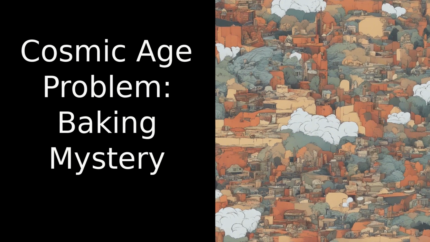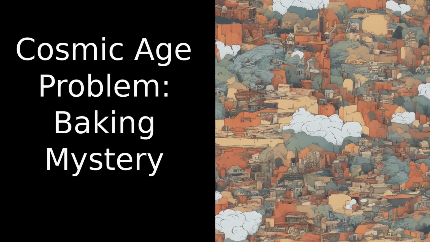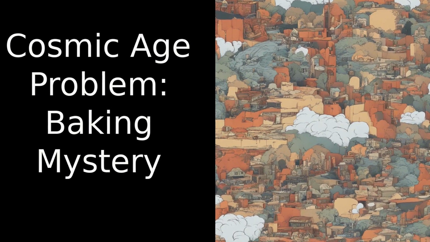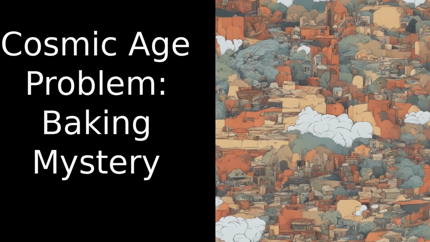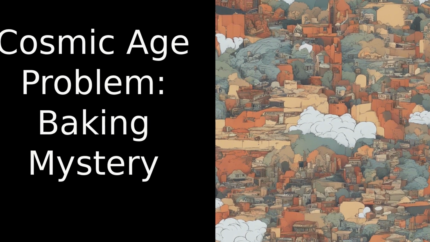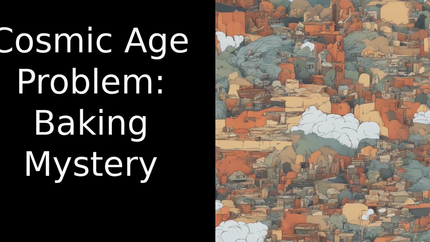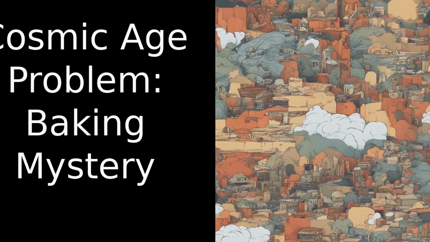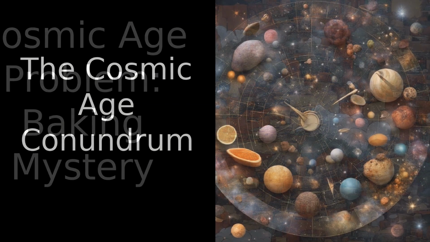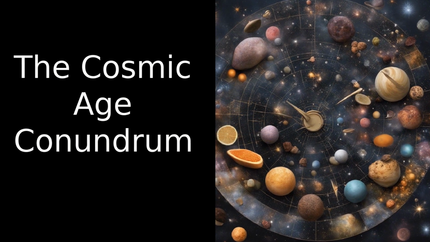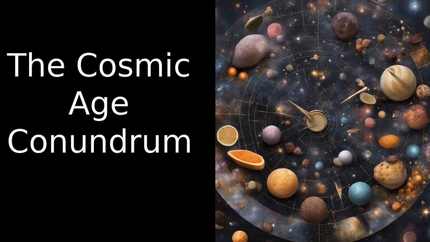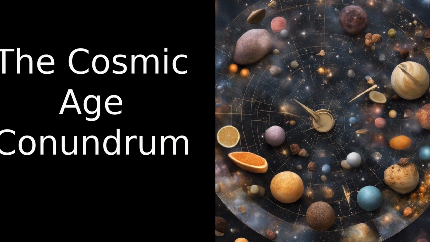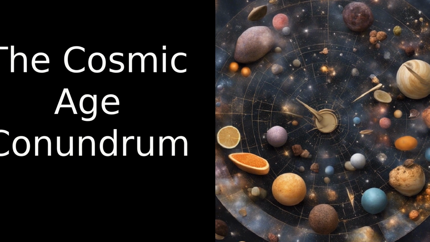Now, imagine you're trying to bake a cake, but you've lost the recipe. You know the ingredients: flour, eggs, sugar, and so on, but you don't know the exact quantities or the baking time. That's the situation astronomers find themselves in when trying to calculate the age of the universe. We know the ingredients: stars, galaxies, dark matter, and dark energy. But determining their exact proportions and how they've interacted over time is a monumental task.